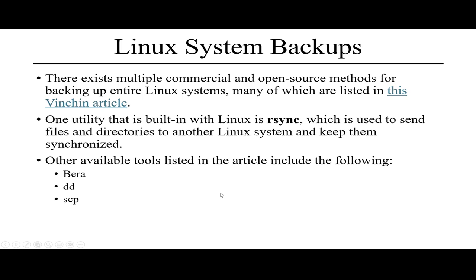Now, separate from file backups are system backups. That's when you're backing up an entire system, everything on it. There exist multiple commercial and open source methods for backing up entire Linux systems. This article will list a number if you're interested in looking into that. But Linux comes with a built-in one called rsync. This is used to send files and directories to other Linux systems and keep them synchronized.